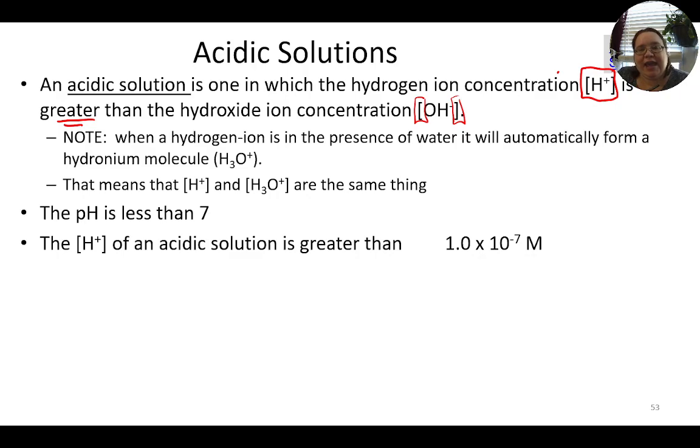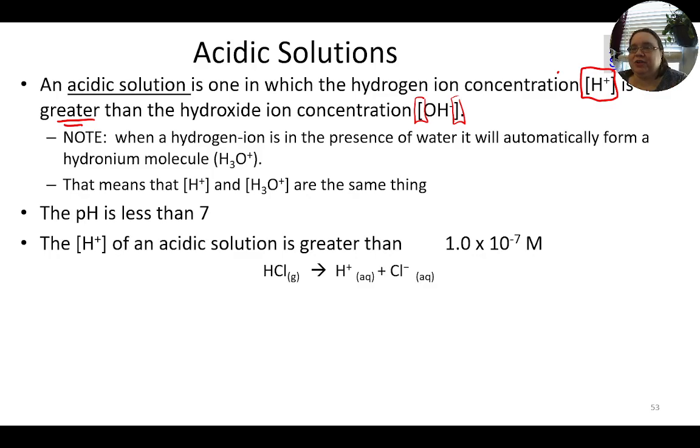So if we're looking at a typical solution at room temperature, the hydrogen ion concentration must be greater than 1.0 times 10 to the negative 7. We're dealing with really small numbers, but in order to be acidic, we have to be larger than that. So in order to be larger than that, we're talking about negative exponents, which means my exponent is less negative. So 10 to the negative 6, 10 to the negative 5. Any of those would be considered an acid.